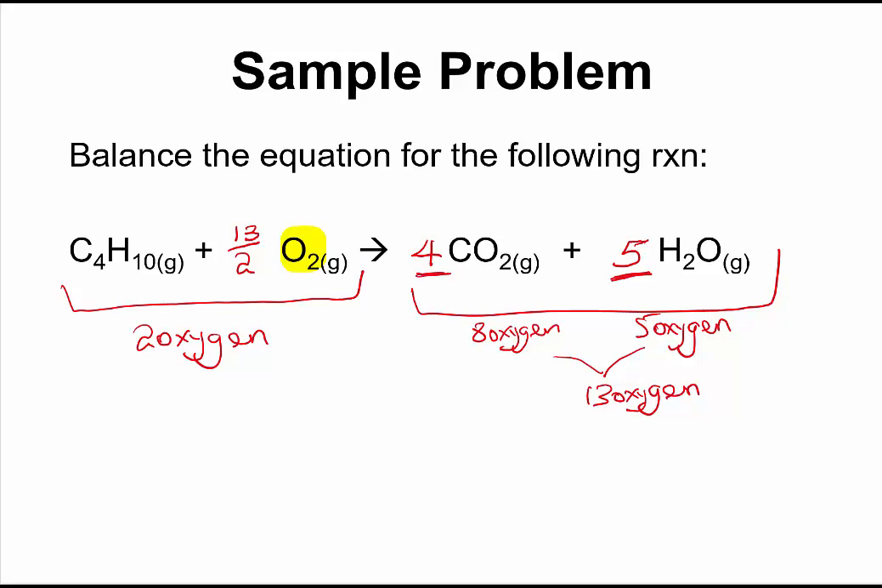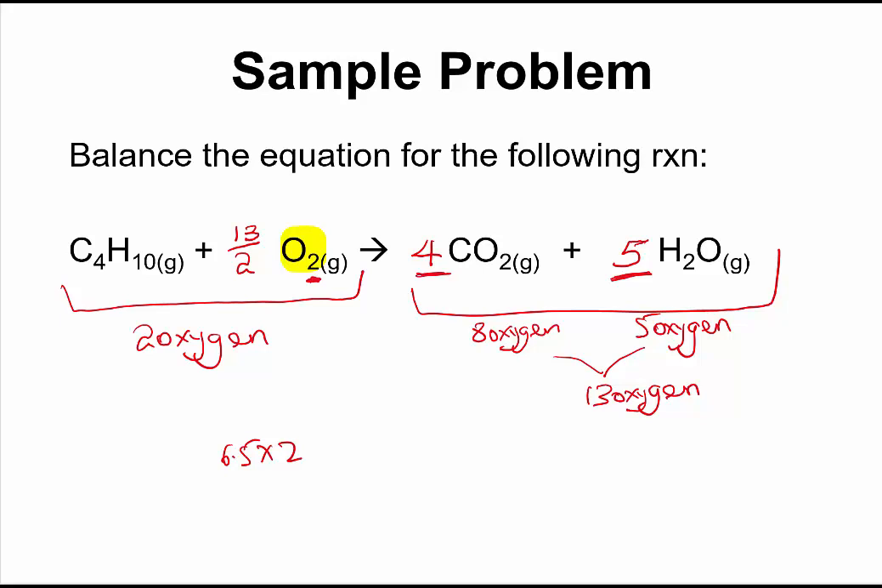Then 6.5 times 2, because we have 2 as the subscript here, is going to be equal to 13, which means technically, as written right now, this equation is balanced. There is just one little issue. We do not like to use fractions to balance chemical equations. So, how can we ensure that this equation is balanced using all numbers?